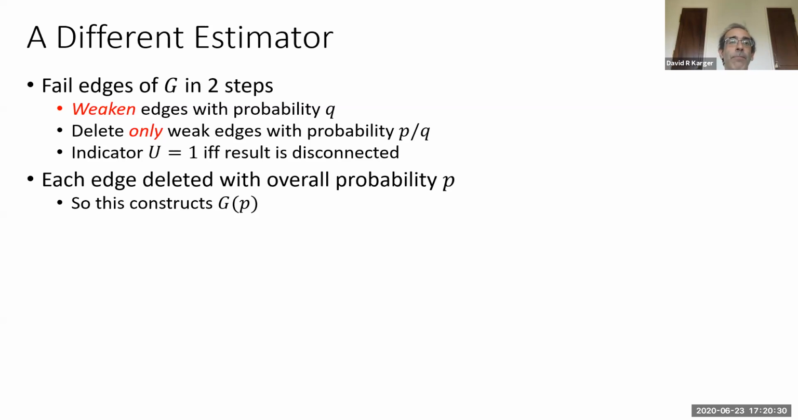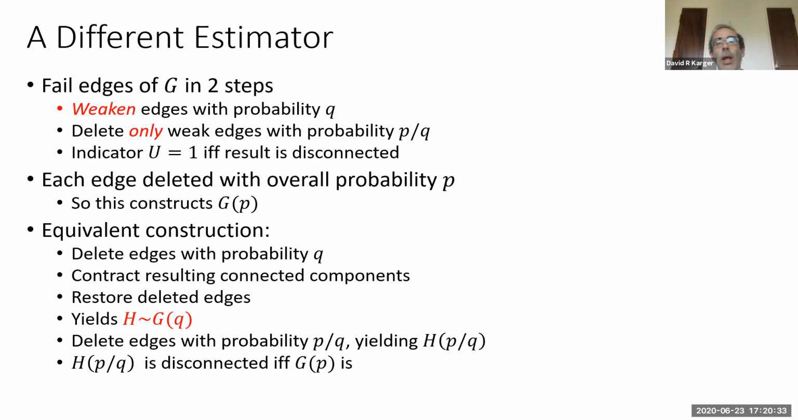But let me describe a different story. Here, I can imagine deleting the edges in the first stage, or deleting these weak edges, and now I know that the edges that remain are not going to be deleted in the final graph. So I can contract them before I proceed. And now I can put back the weakened edges that I deleted. And so this gives me a new graph that I'll call H, which is basically a sample that you get by deleting edges with probability Q. And so it is in this graph H that I will now delete edges with probability P over Q. And this graph H of P over Q is disconnected precisely when G of P is, because it's just another way of constructing G of P.